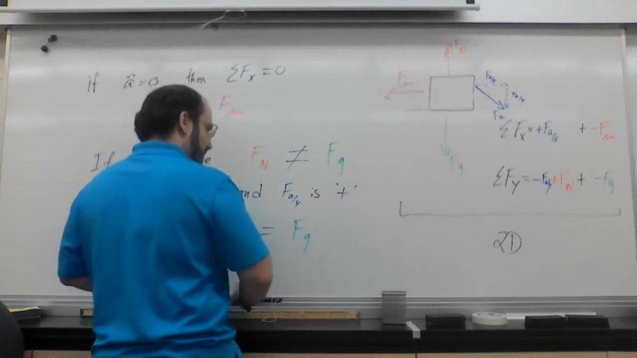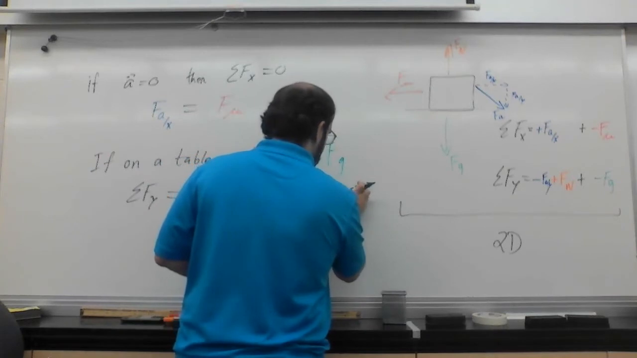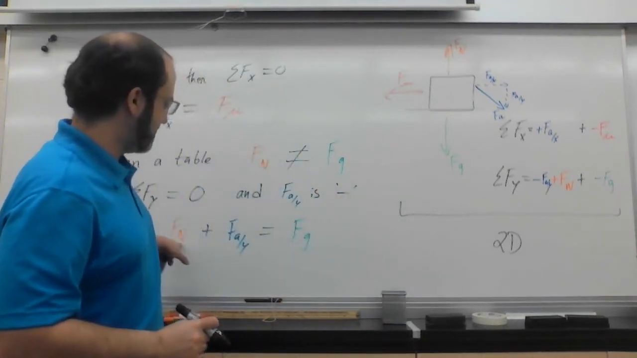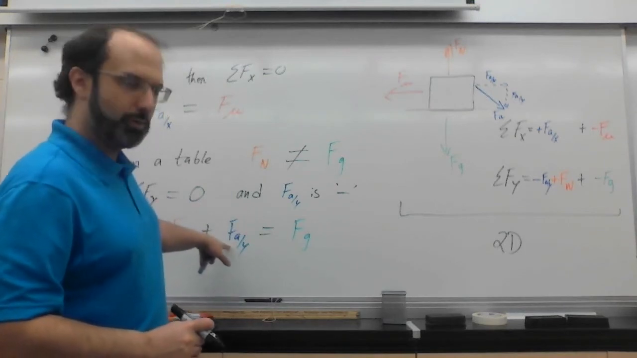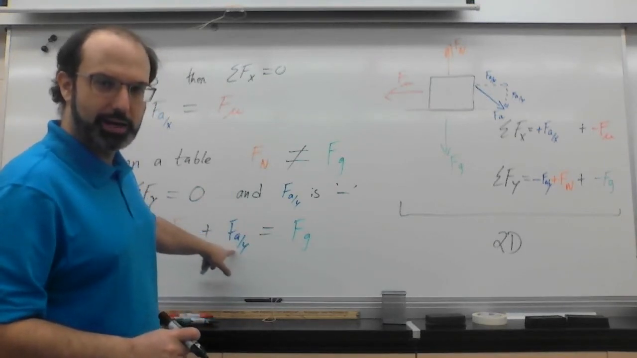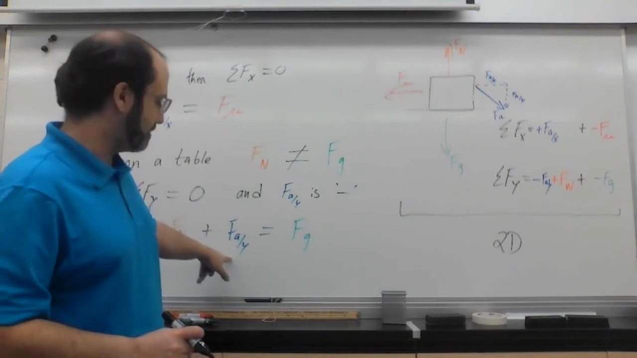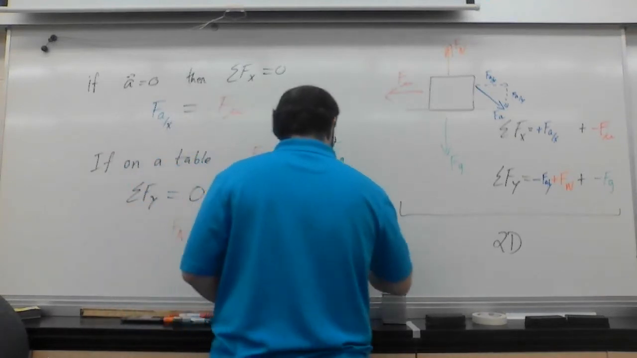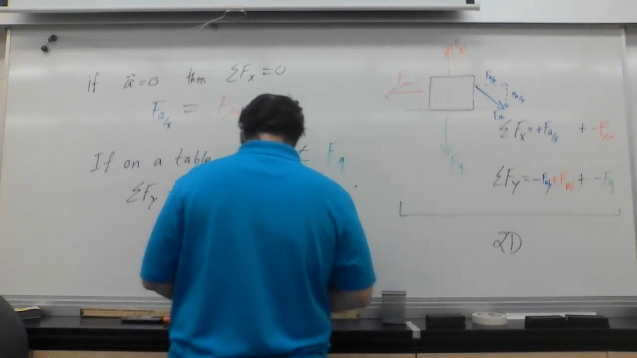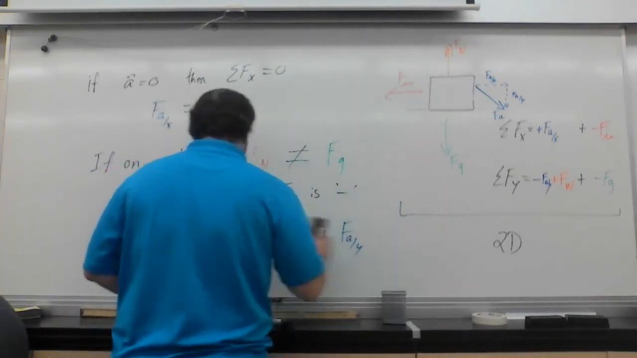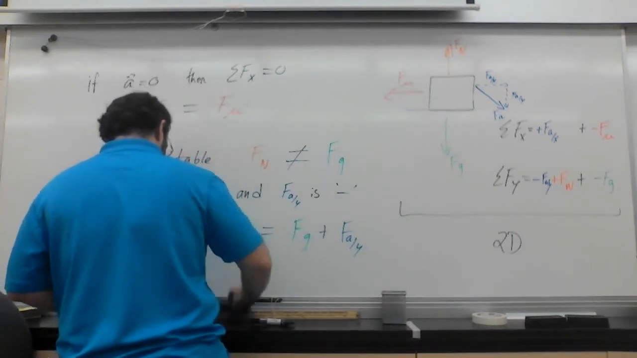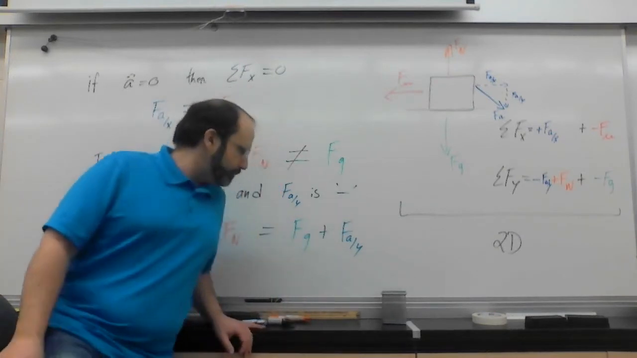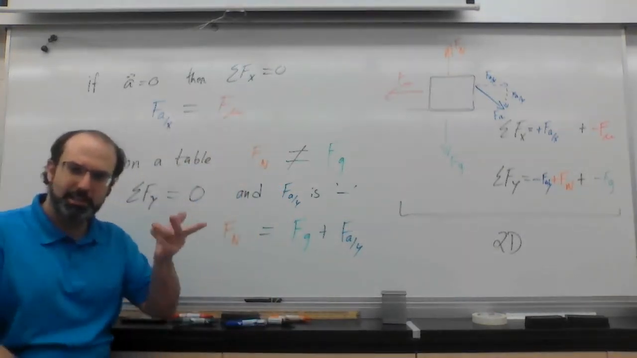Well, if FAY is negative, FAY is on the wrong side because this is no longer an up arrow. This is now a down arrow. So I'd have to move it over here and erase it from this side. So what does that mean? Why is it different now?